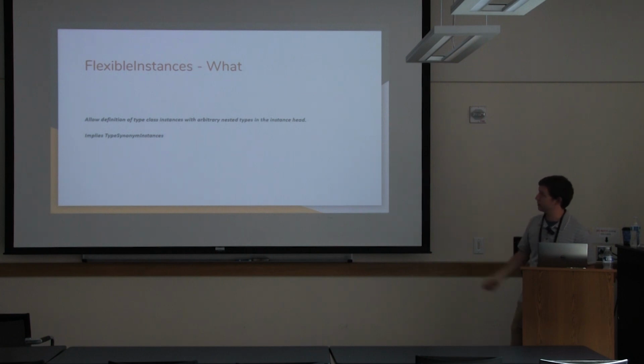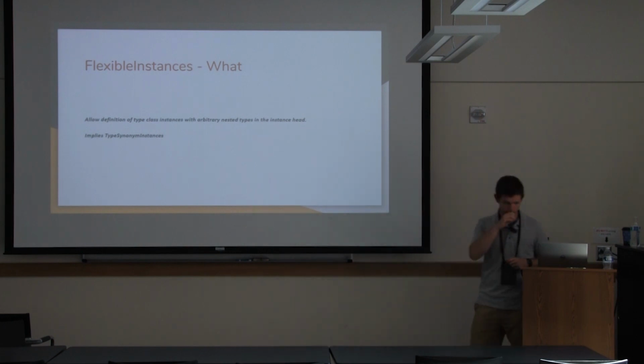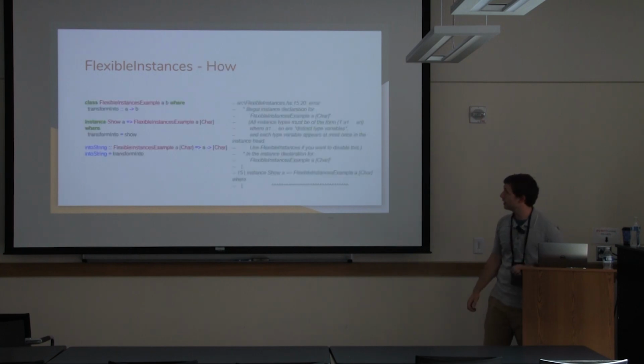So the second one is flexible instances, which also implies type synonym instances, which is why I had never seen it before. I've always just gone with the flexible instances implementation. And what these do is they allow you to have arbitrary nested types in your instance head. So again, why? Well, because you need arbitrarily nested types in your instance head. So what does that look like?